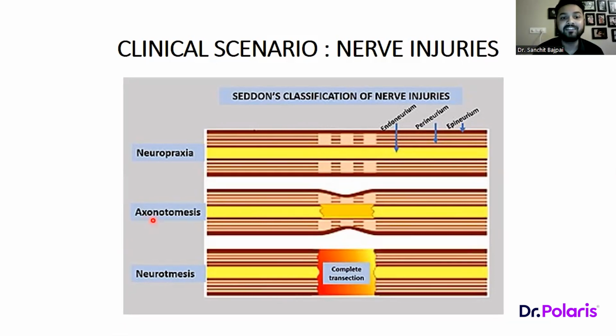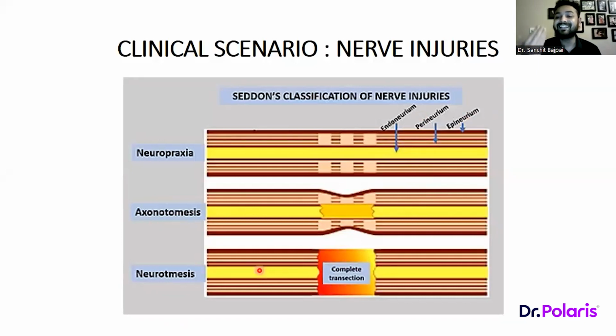The second thing is called axonotmesis. What do you mean by that? That means if this is a nerve, this is the center part of the nerve which is called the axon. Suppose you have injury to the endoneurium, see, endoneurium is damaged, but still the perineurium and epineurium are not damaged. This is called axonotmesis. And finally, there is something called neurotmesis, where the nerve is completely in 2 segments. That means all the 3 layers, the endoneurium, perineurium, and epineurium, are completely transected.